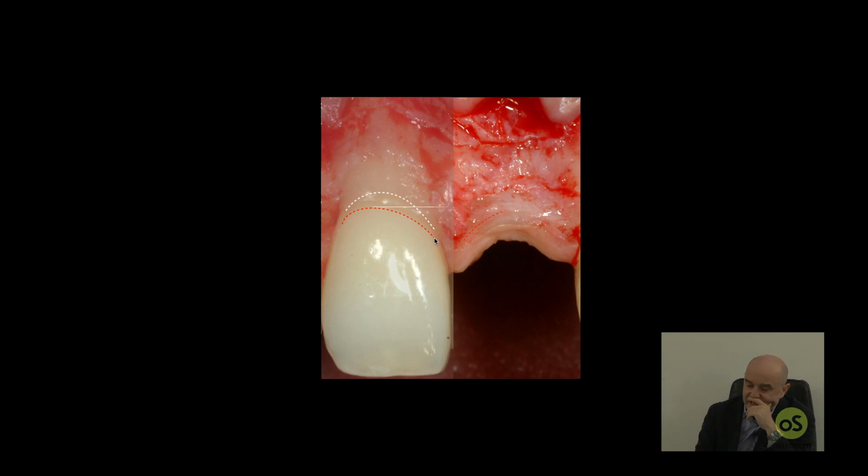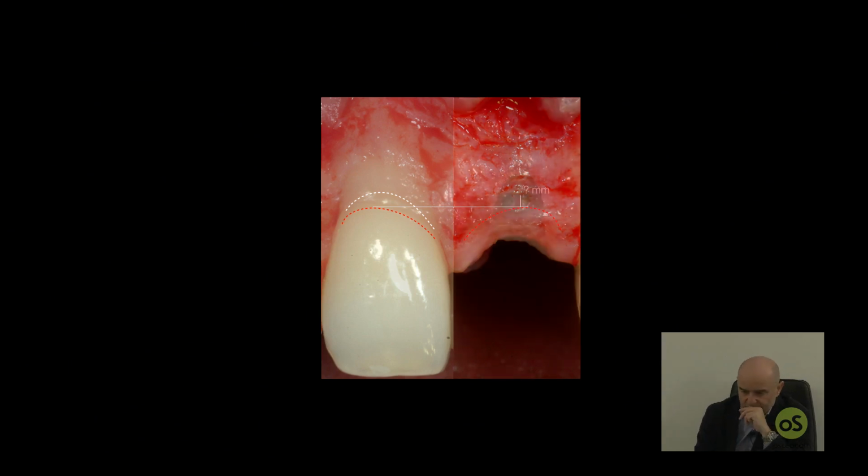So we take this line and we shift it horizontally in order to put the zenith in the right position, exactly in the same position of the natural tooth at the level of the implant-supported crown, and this red line at the same level with the opposite orientation is the soft tissue margin of the implant-supported crown. This is the ideal position of the soft tissue margin of the implant-supported crown.